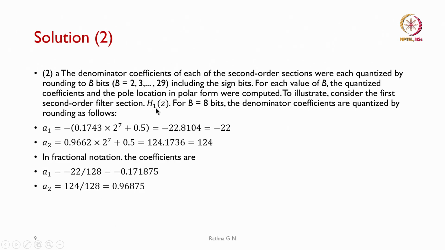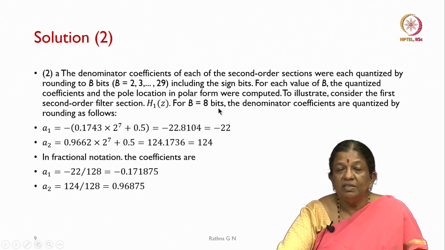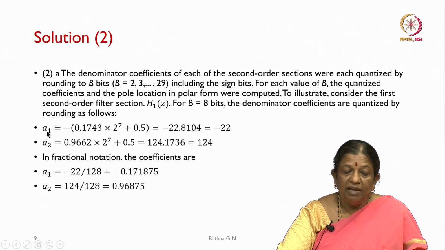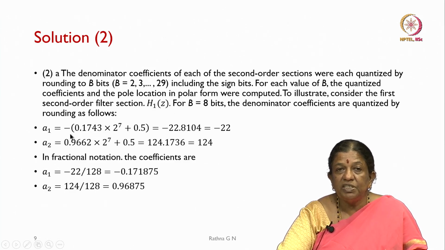So, we will work out for H1 of Z. What is the number of B bits we will assume? Because even in the previous example we had taken 8 bits, we will see whether it is going to give us a stable filter. So, you will be seeing that A1 will be, because all the coefficients are less than 1, I can represent this in a 1.7 format. That is why you will be seeing multiplication by 2 power 7 is happening, and then we are doing the rounding, that is the reason why we are adding 0.5 to that. So, the value is going to be minus 22.8104. After that we will be truncating the value.